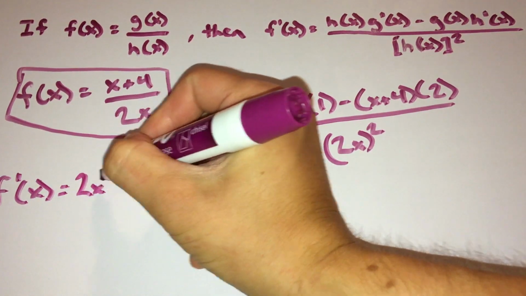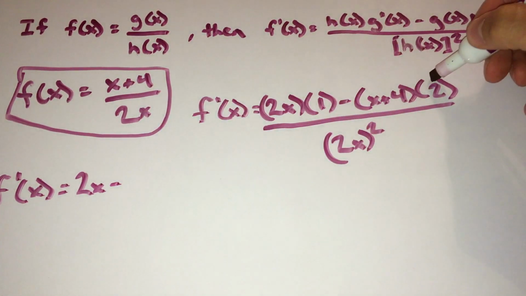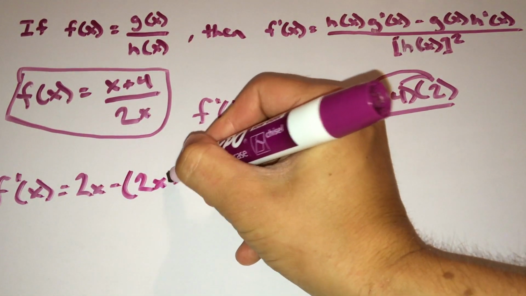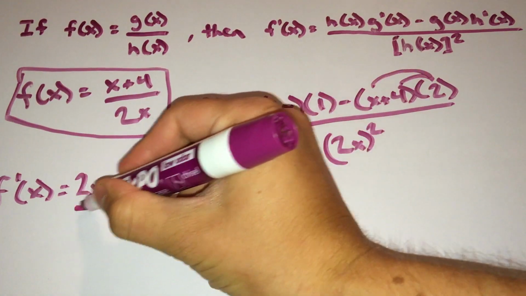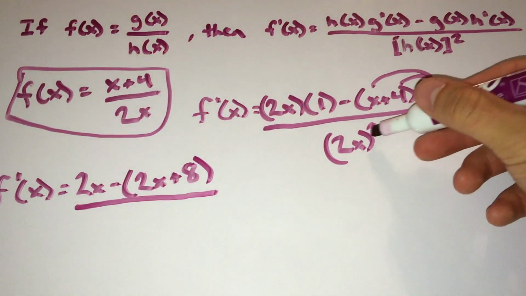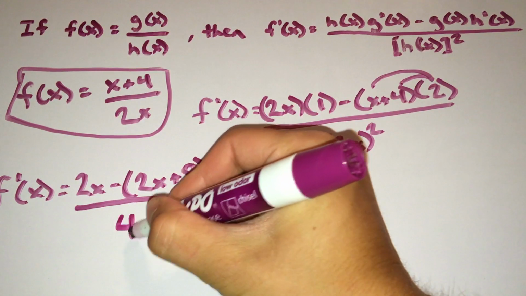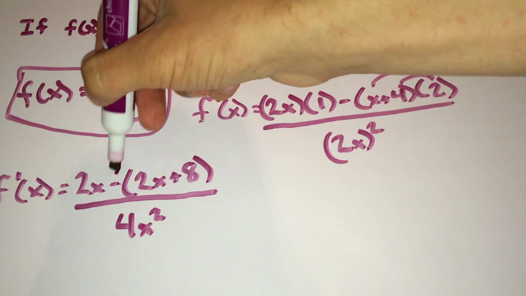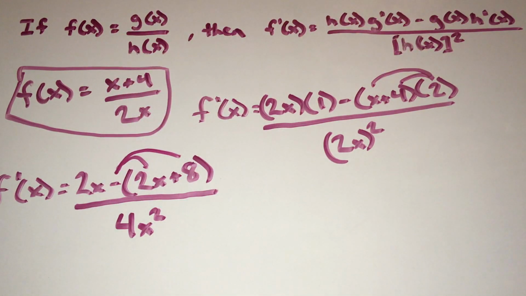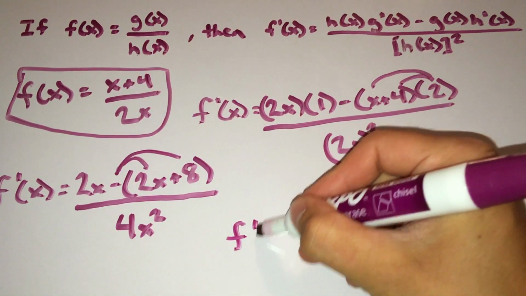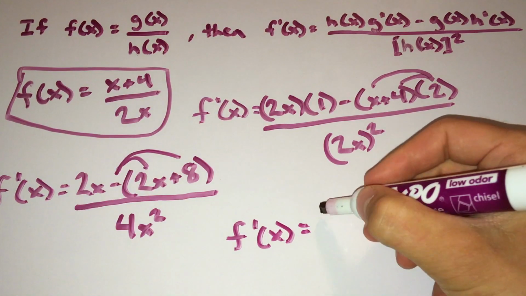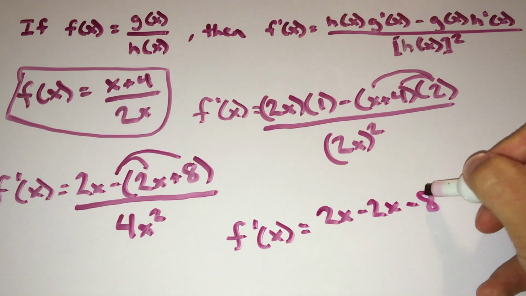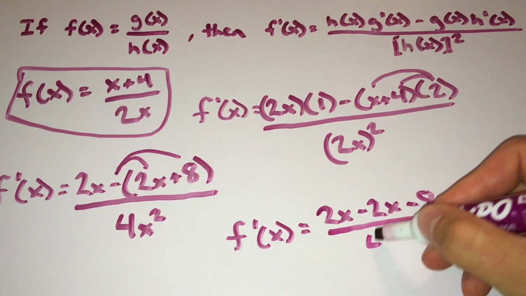Two x times 1 is just 2x, and then minus, and then we can distribute this 2, and that will give us 2x plus 8, all grouped together. And on the denominator, we have to square both the 2 and the x. So we'll have 4x squared on the denominator. Okay, and from here we can distribute this negative sign. So we'll have 2x minus 2x minus 8, all divided by 4x squared.